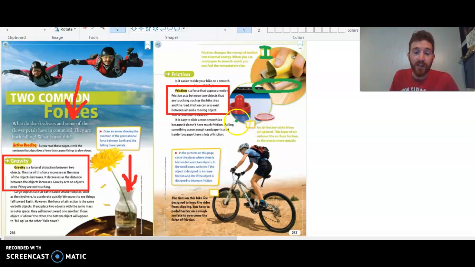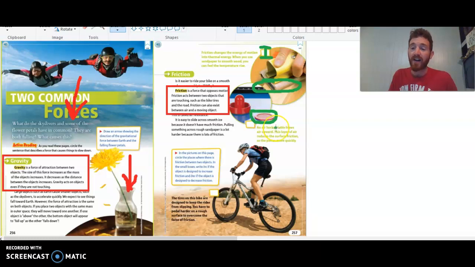If we look at the example of an air hockey table, an air hockey table blows air upward. This layer of air reduces the surface friction so the pieces move quickly. Well, where the friction happens here is maybe on the puck, or on the mallet, the thing you use to hit it. Mostly on the puck, though. The goal is to get that puck to slide.